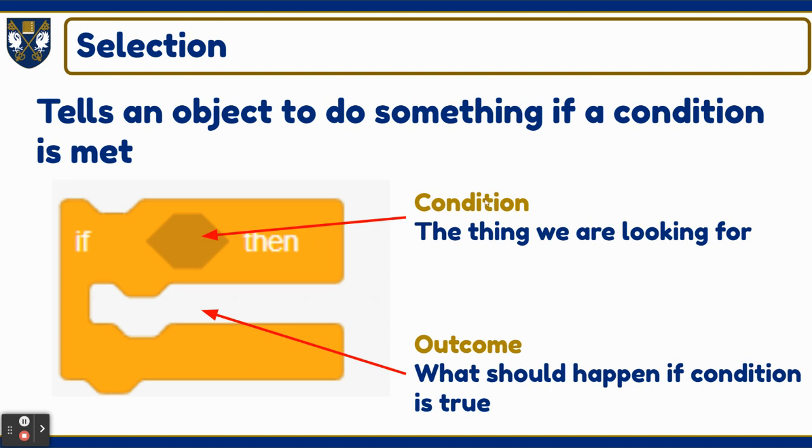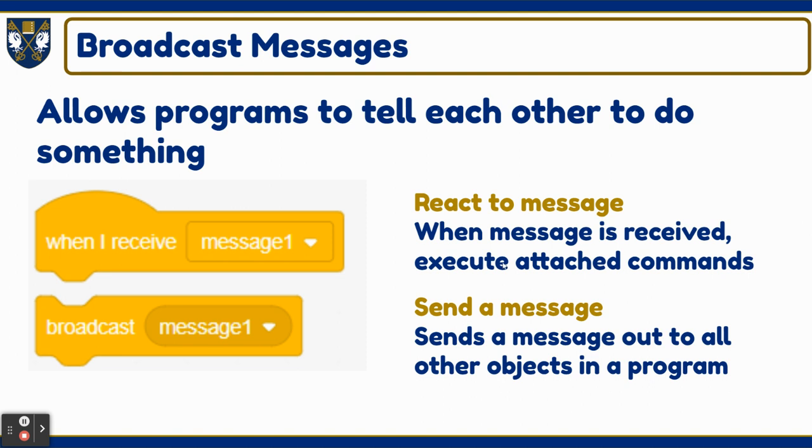To use selection in Scratch, we use our selection block here. So it has the statements if a condition, then. So in this dark hexagon here, we're going to put a condition, the thing that we are looking for. And then if that condition is true, we put our outcome inside this statement here. So what should happen if the condition is true?